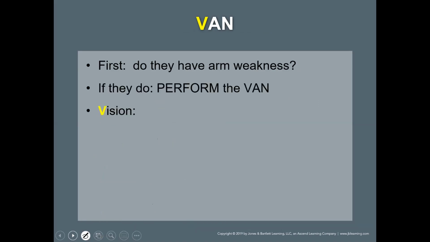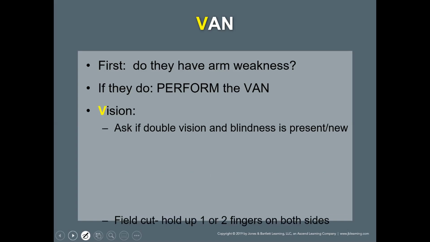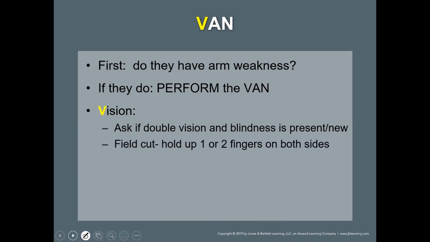So the first thing is the vision. I'm going to ask them if they are seeing double or if they have any blindness that's new. Then I'm going to do a field cut. And you saw him do four, he held up his fingers in four areas. You only have to do it on the right side and the left side. You don't have to do upper and lower anymore. They found that if it's a positive sign, they're going to have it in just half of the field, so you don't have to do all four quadrants.